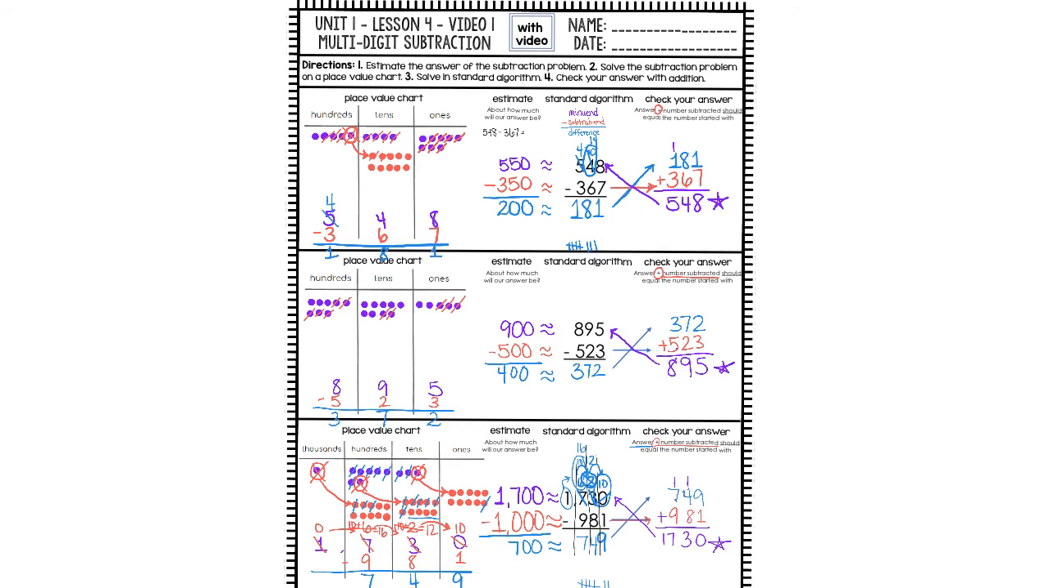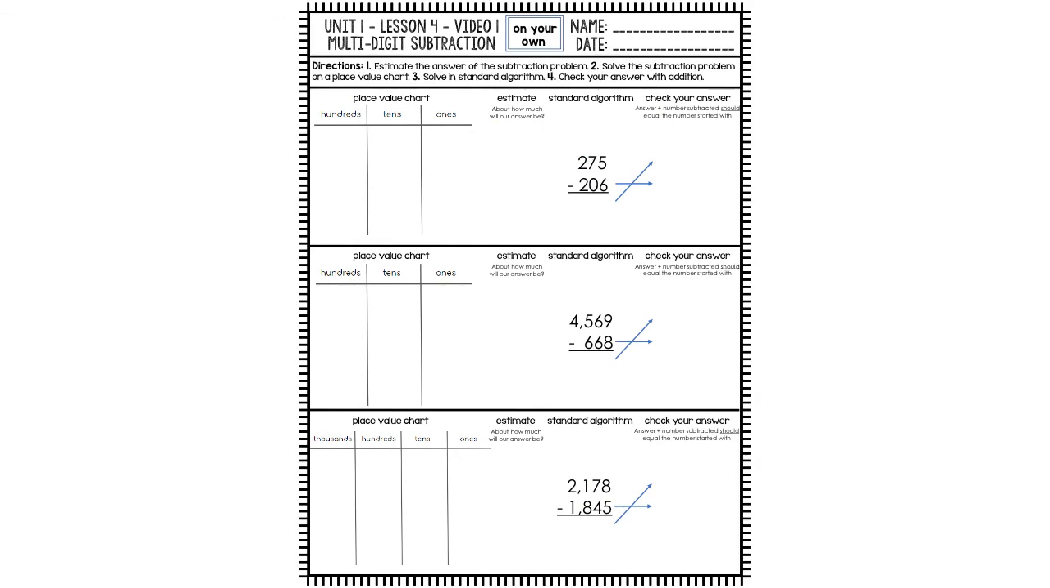So before you flip over the paper, make sure your name and the date are on this side and the other side. Now flip over your paper so you're on the side that says on your own. You're going to be doing this page by yourself. So remember, 1, you're starting by estimating. Then you're doing it on a place value chart, then standard algorithm, then you're checking your answer on each one of them. I'm sure you're going to do a great job.